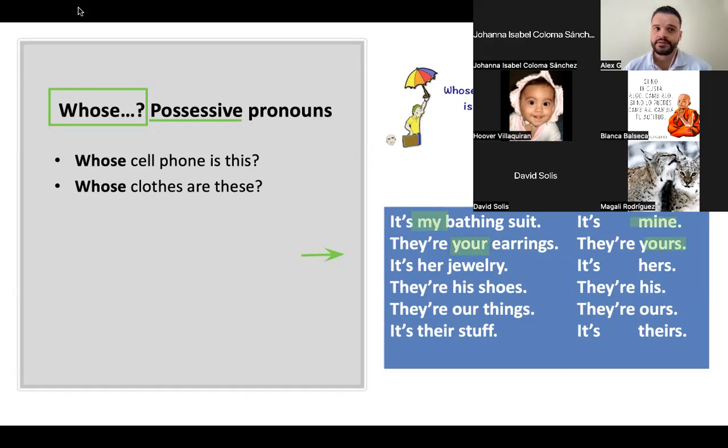So always, when we ask a question with whose, we're going to answer with one or the other, okay? So, any questions? Easy peasy? Kind of difficult, teacher. No comprendo, teacher. Whose meaning, what is it? Exactly. Whose is de quién.